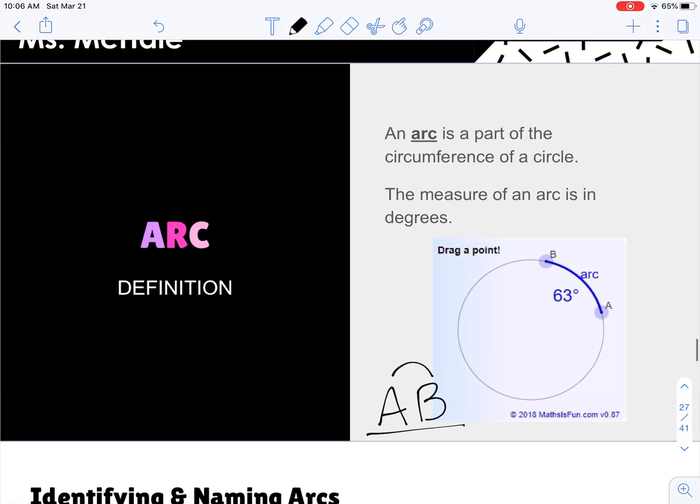Oh, and also the measure of an arc is always in degrees. We would write this as m of arc AB, with the arc symbol, is 63 degrees. So this guy here reads as arc AB. It helps me identify it. This guy here reads as the measurement of arc AB, which is equal to 63 degrees. So the measurements of arcs are always in degrees.